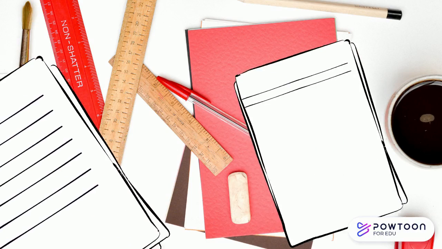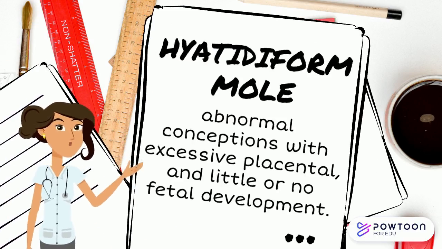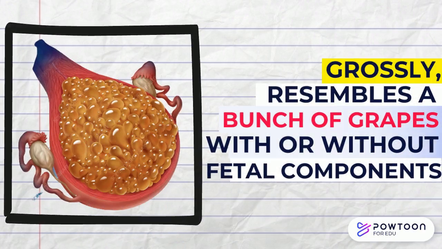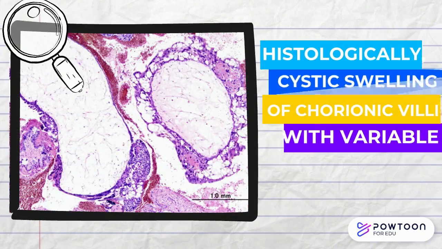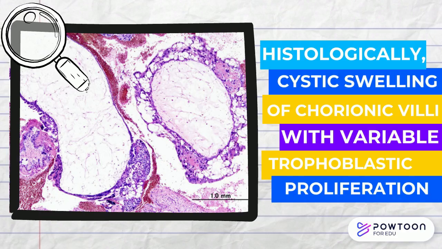So what is hydatidiform mole or H-mole? It is an abnormal conception with excessive placental and little or no fetal development. Grossly, it resembles a bunch of grapes with or without fetal component. Histologically, it presents as a cystic swelling of the chorionic villi with variable trophoblastic proliferation.